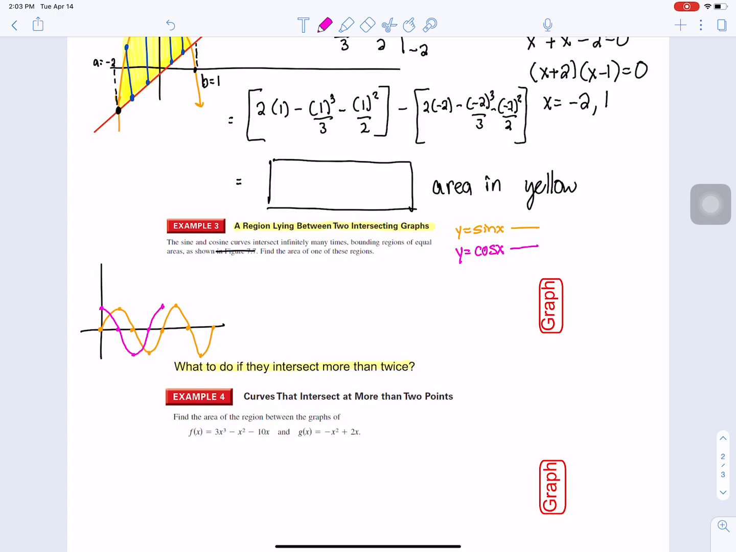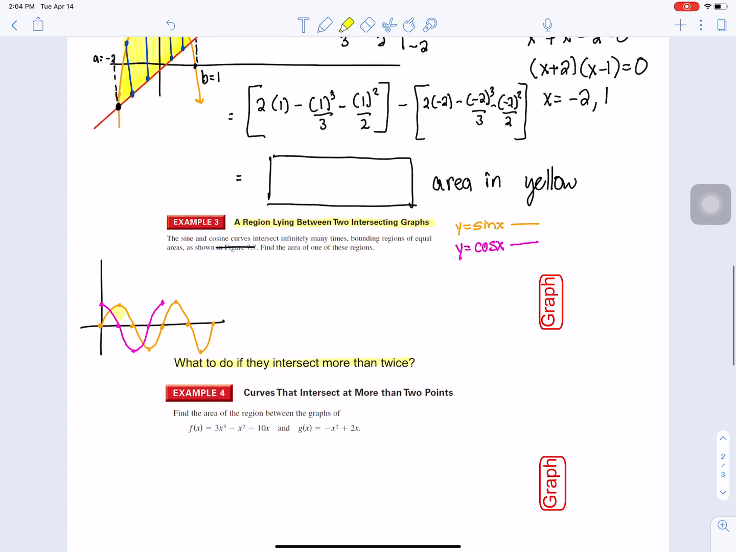Now what you're going to notice is that this is the little section that's being formed, and as these cycles continue, that section is going to be formed again. So this is the area that I'm interested in finding.